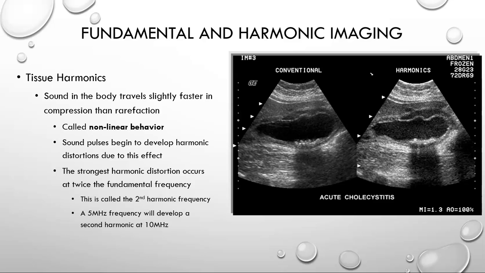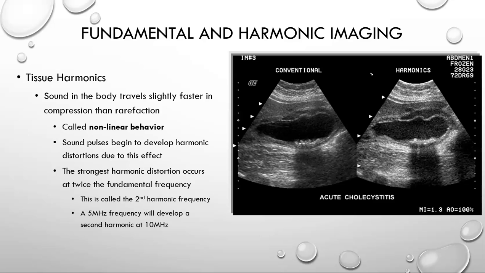So what we find is that sound will travel slightly faster in compression than rarefaction. This is a nonlinear behavior that results in the formation of harmonic distortions to the frequency signal that we send out with our pulse. The strongest harmonic distortion occurs at twice the fundamental frequency, and this is called the second harmonic frequency. So a 5 megahertz frequency will develop a second harmonic at 10 megahertz.